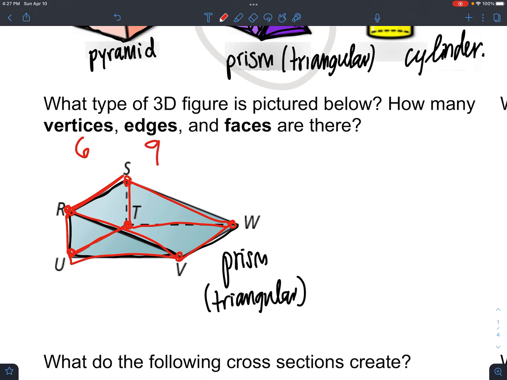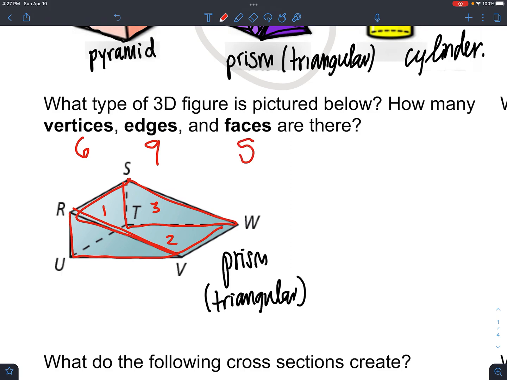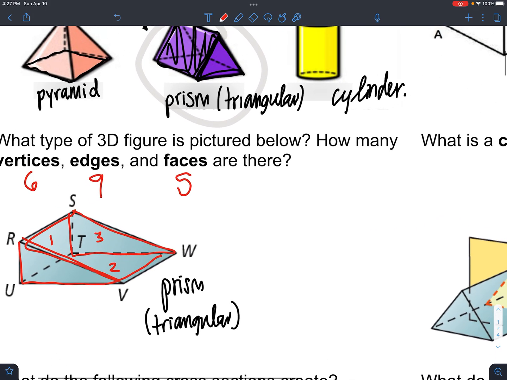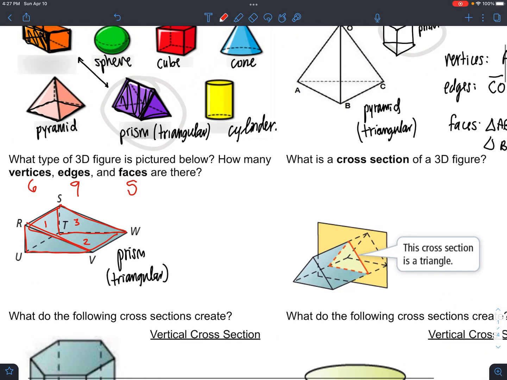And faces, let's erase our picture here. The number of faces would just be counting. We have this triangle here and the back triangle. Those are both faces. And then we have the base rectangle and the slanted rectangle. So I counted 5 faces. I think the answer key may have had something different, but this is the correct answer.